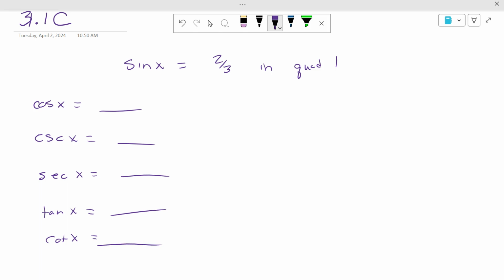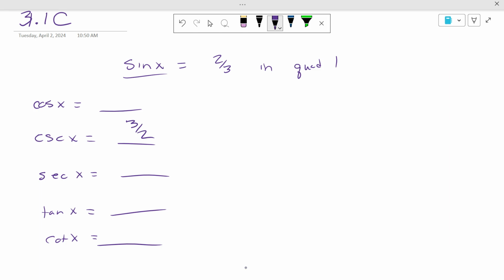Well, what's the easiest one to figure out here on this whole list? Given the sine of x, what's the easiest one? Not cosine. Cosecant. Cosecant is the what of sine? It's the reciprocal. So cosecant is 3/2. Done. Now, let's do the cosine.